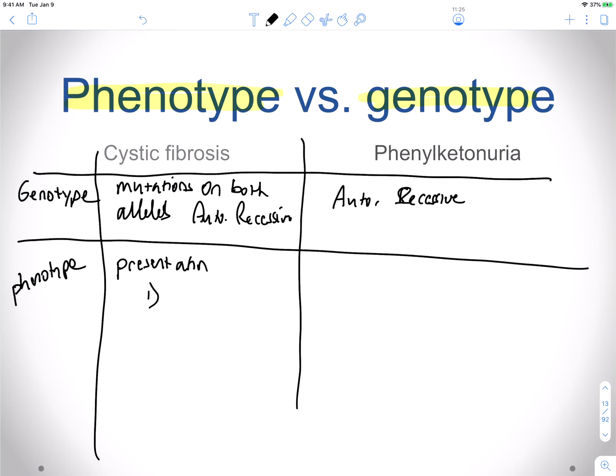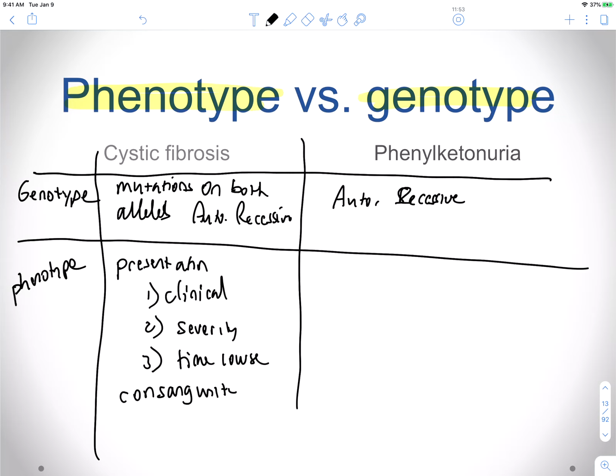And it's going to be influenced by the clinical component, the severity of the disease, and it also has a time course. Most affected with cystic fibrosis are going to be at a very young age. This also has linked to it consanguinity, and this is basically close relatives, so descendants of close relatives or kinship. And this is European.